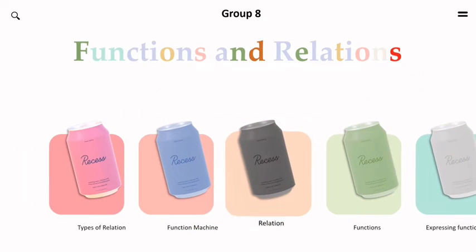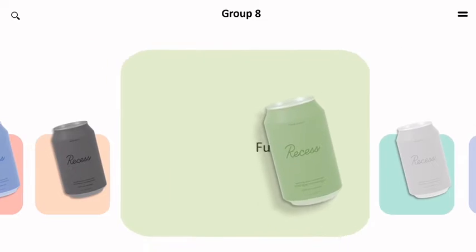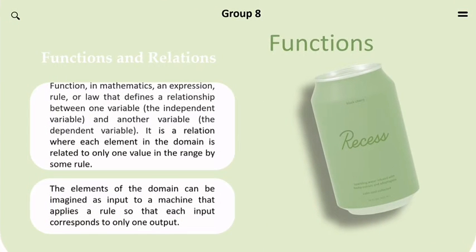Now that we know what relations are, how about functions? A function, in mathematics, is an expression, rule, or law that defines a relationship between one variable, the independent variable, and another variable, the dependent variable. It is a relation where each element in the domain is related to only one value in the range by some rule.